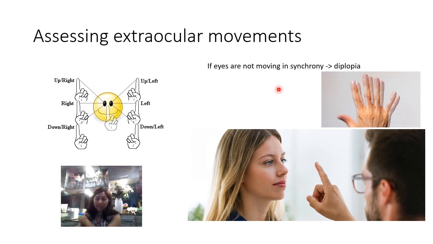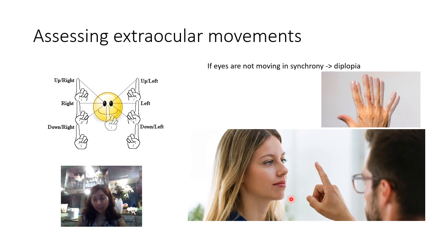Okay, so how do you actually assess this grossly clinically? You do this. You sit in front of your patient and you move your hand and you ask them to keep their head still and follow your hand in a big H-shaped motion. And by doing that, you will be able to assess all those movements of all the 6 extraocular muscles.